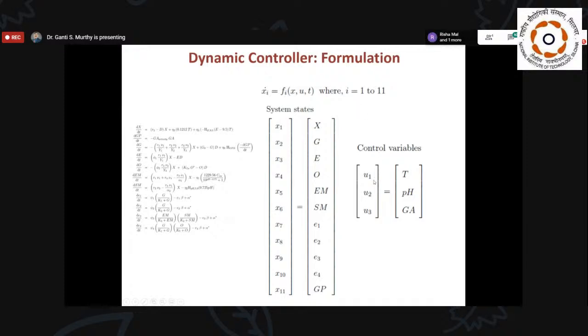And then the control variables are u1, u2, and u3, which are the temperature, pH, and the glucoamylase dosage. Those are our three control variables. The 11 system states are given here, and then we have the right-hand side as fi, the function. So in a compact way, you can represent it as xi dot equals fi. That is essentially our system of first order nonlinear differential equations.